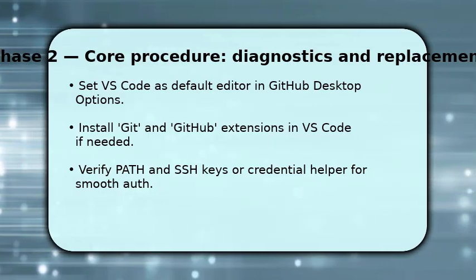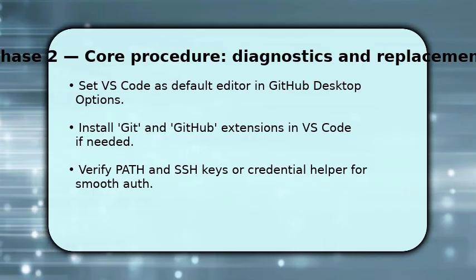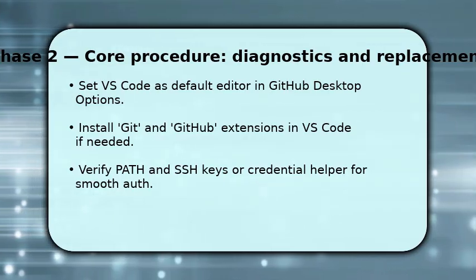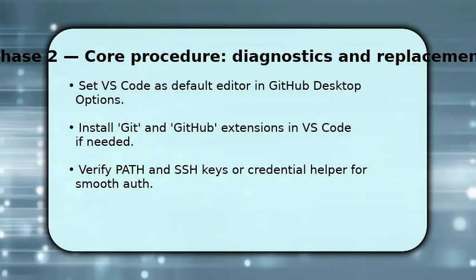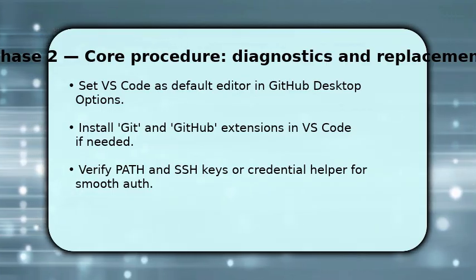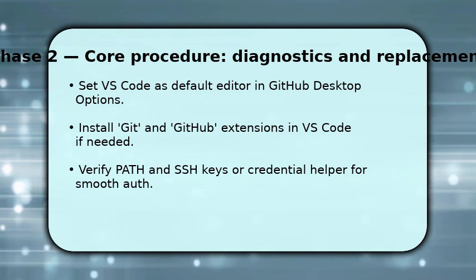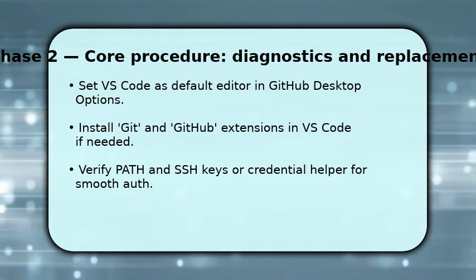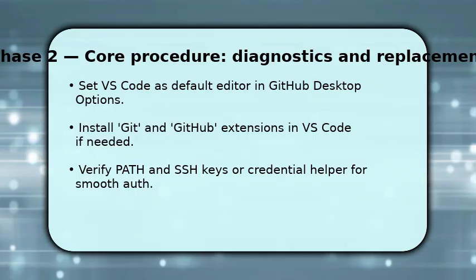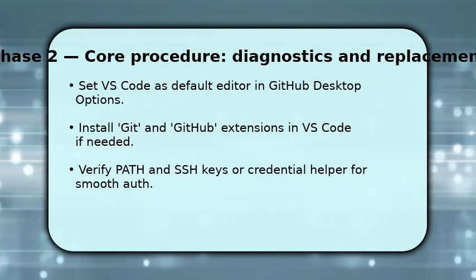Then, in VSCode, install the Git and GitHub extensions for commit, branch, and pull support. Make sure your Git executable is on the path, and confirm SSH keys or the credential helper are configured so authentication is seamless. Once set, open the repo from Desktop to test the full workflow.